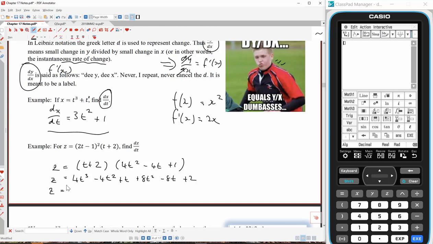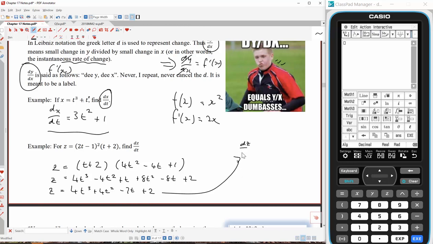All right, let's collect them up. 4t to the 3 plus 4t squared, take 7t plus 2. So there is another way of writing z. z is this, z is also this. Now we've got it to single terms, we actually can get our derivative function.